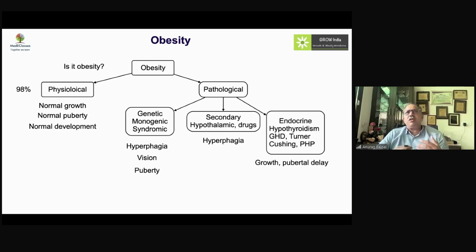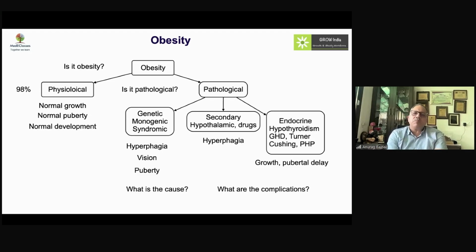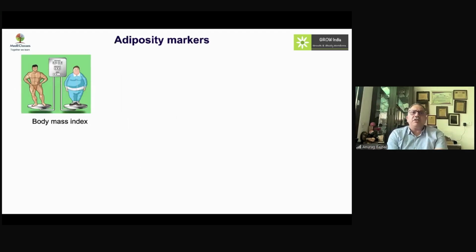So a physician encountering a child with obesity has to answer the question, is it really obesity? If it's obesity, is it physiological or pathological? And then what finally is the cause and the complications associated? So when we're talking about obesity, we are talking about increased adiposity. Body mass index is a marker of overall body weight corrected for height.